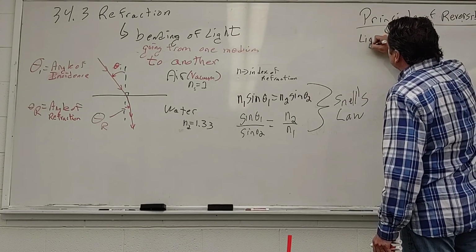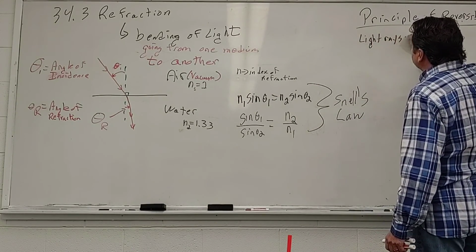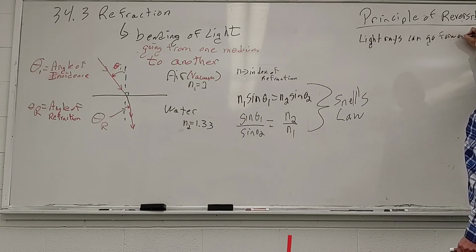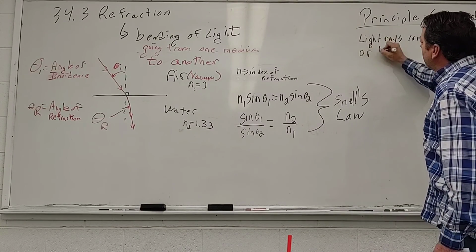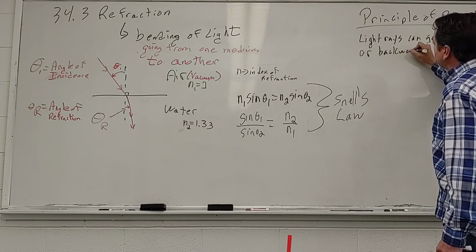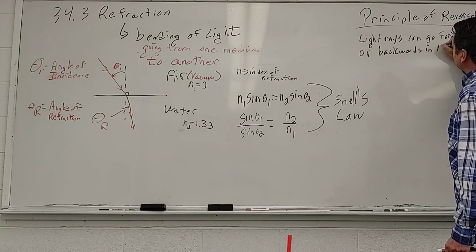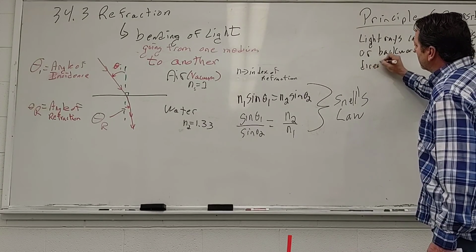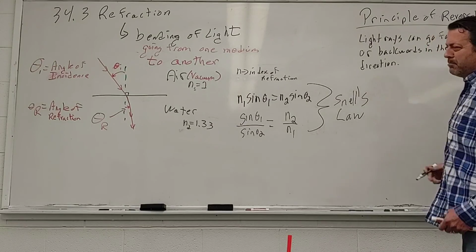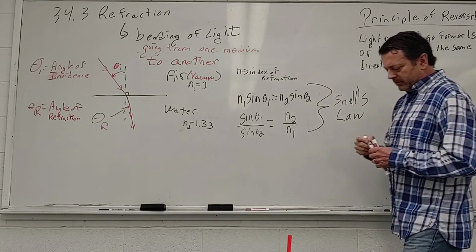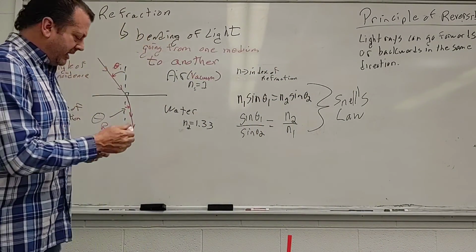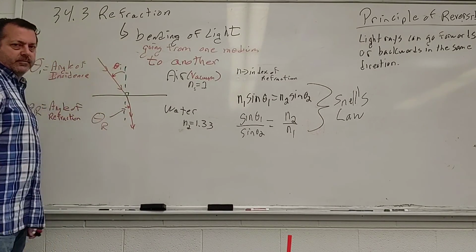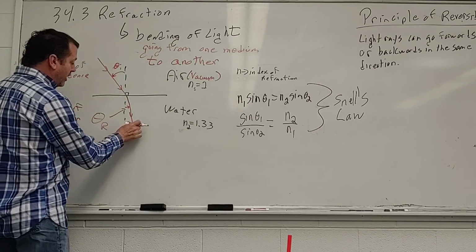light rays can go forwards or backwards in the same direction. So basically what I'm saying here is I've got the light traveling from air to water. Say if I do it the other way around.